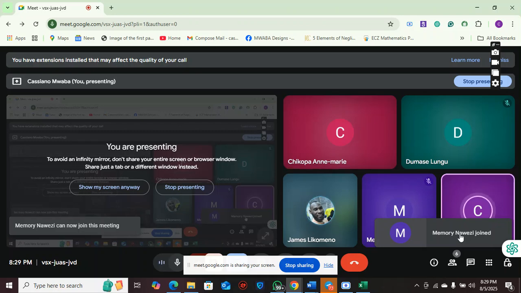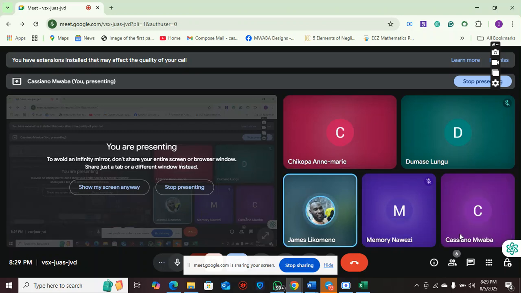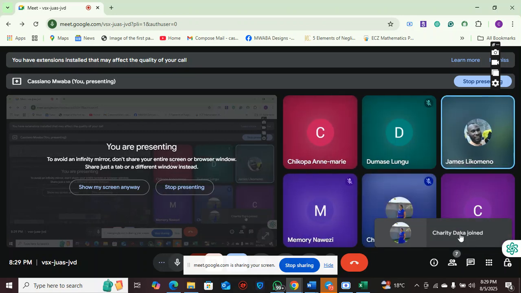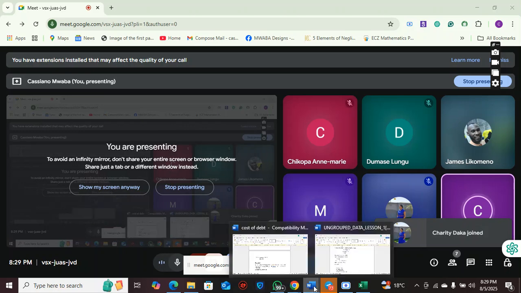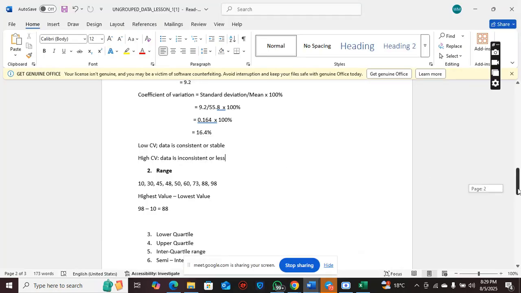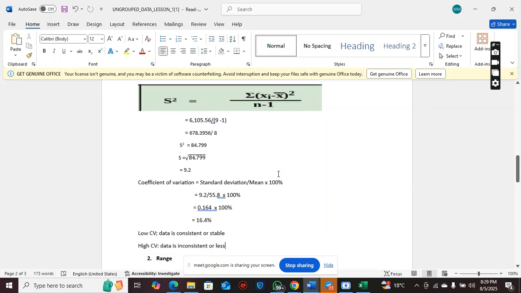After the standard deviation. Oh, I was kicked out for a long time. So even this part for coefficient of variation. Okay, so we go to the standard deviation here, 9.2. Now, coefficient of variation is your standard deviation over your mean times 100%. Our standard deviation is 9.2. Our mean is 55.8. 9.2 divided by 55.8.